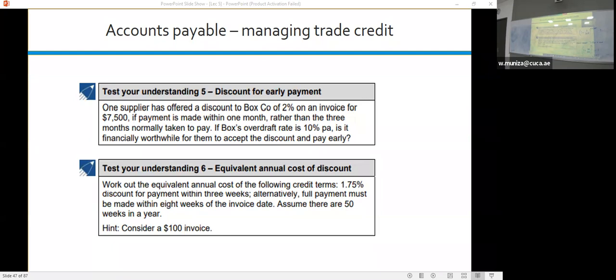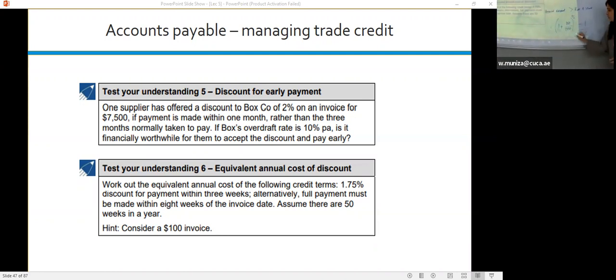Got it? Okay, now, because in this case we are thinking whether we need to pay early, or should we avail the discount or not. If the annual cost of discount is more than the rate of interest, you are going to accept. In the case of receivables, if we are thinking whether we should be offering the discount or not, then we have to see that if the annual cost of the discount is lesser than the rate of interest, then we are going to offer the discount. Okay. Now try the next understanding.